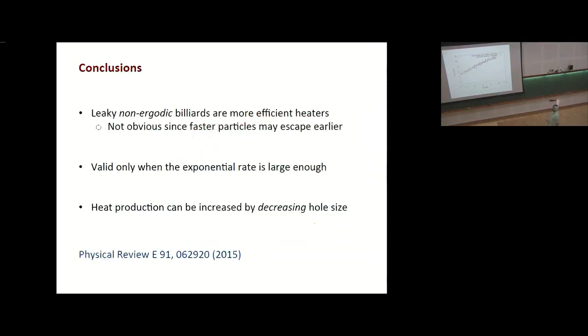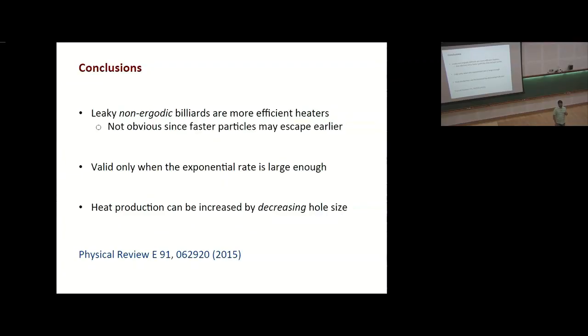So in summary, what we have found is that leaky non-ergodic billiards are much more efficient heaters, and this is not very obvious because you may think that if you have an exponential accelerator, the particles will accelerate very fast, and so it may also exit sooner, and hence the energy gain may remain roughly the same. But what we find is that the answer is no, that non-ergodicity actually helps you in heating the particle much faster. But it's important to note that this result is valid only when the exponential rate is large enough.